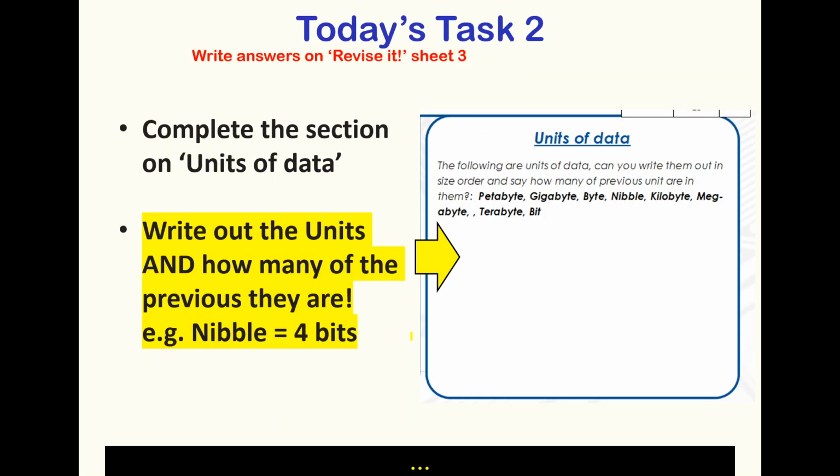On the sheet, write out the units of data and how much of the previous unit they are, just like in the previous slide. See what you can remember.